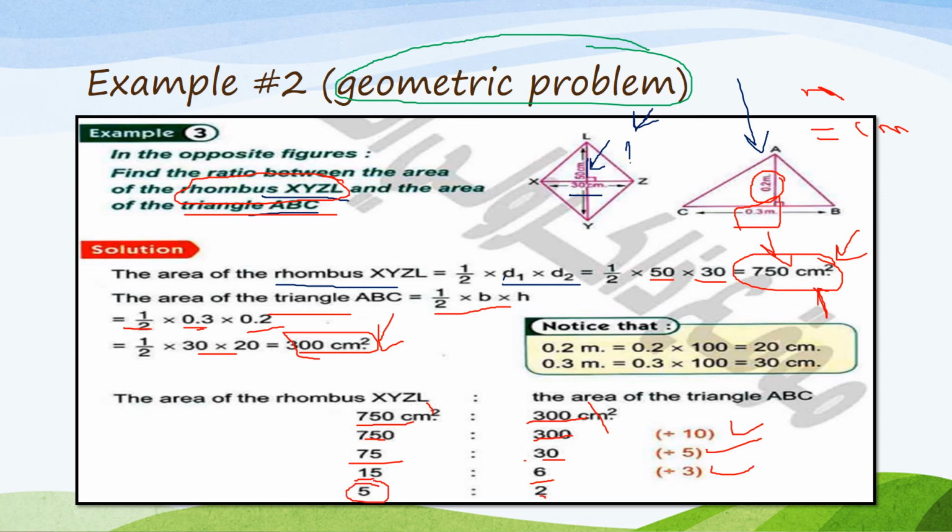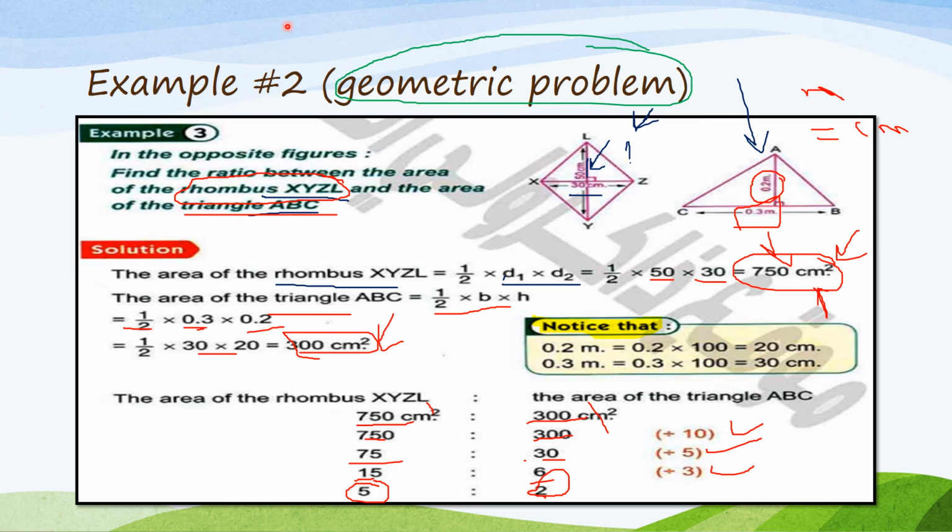750 and 300 are both divisible by 10. It's gonna be 75 to 30. And 75 and 30 are both divisible by 5, so it's going to be 15 and 6. 15 and 6 are both divisible by 3. It's going to be 5 and 2. So the last one here is 5 and 2. This is our simplest form, because 5 and 2 we can't convert into another simpler ratio.